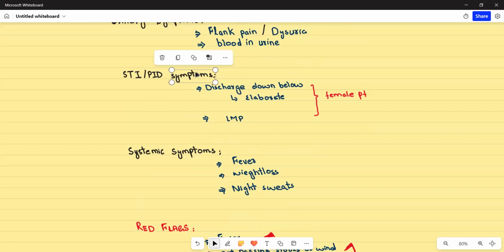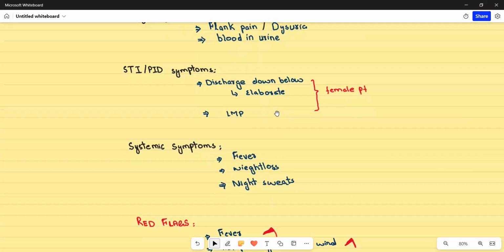The third system that we have is the reproductive system. So we'll ask about any discharge down below, and we'll also ask the patient to elaborate the discharge further in terms of color, in terms of quantity, presence and absence of blood, and we'll also ask about history of unprotected intercourse. Okay, we also ask about last menstrual period in a female patient, because a female patient with a missed menstrual period with abdominal pain can indicate ectopic pregnancy as well. So we need to rule ectopic pregnancy out in a female patient.